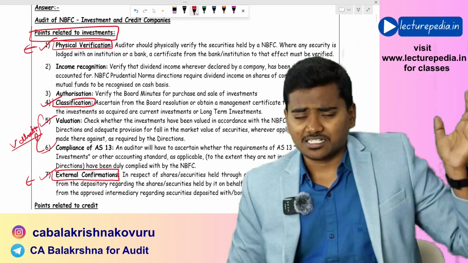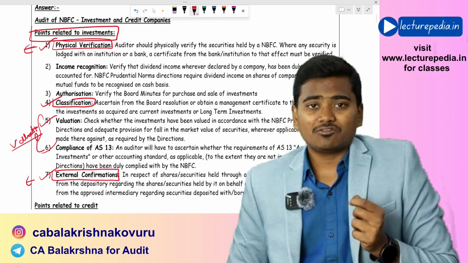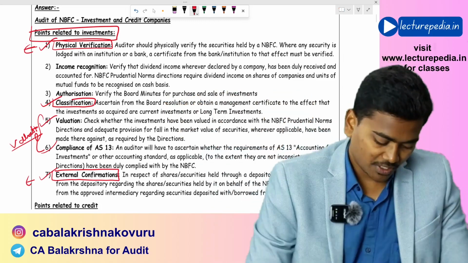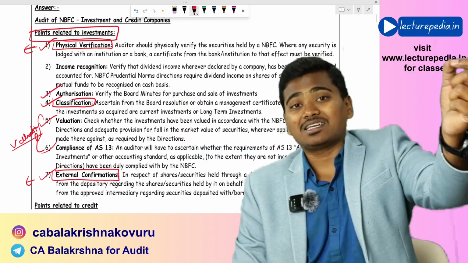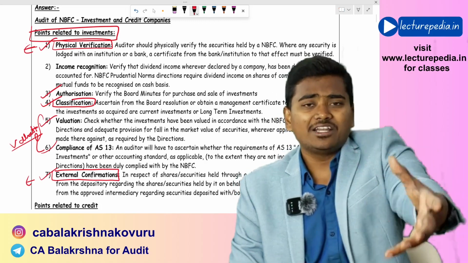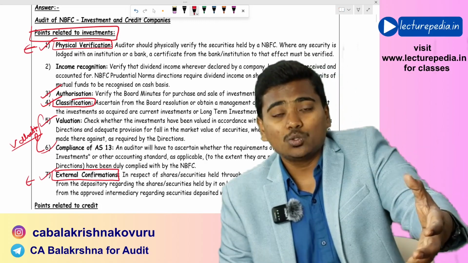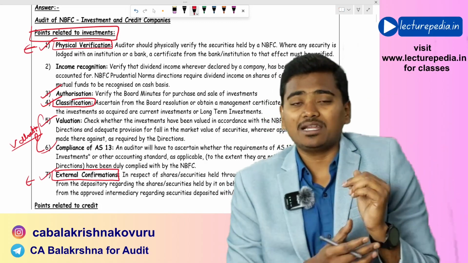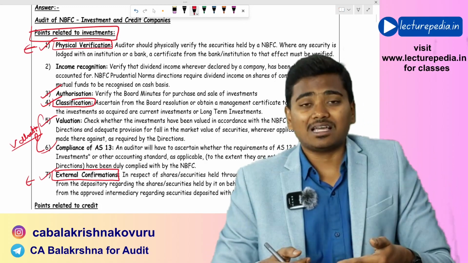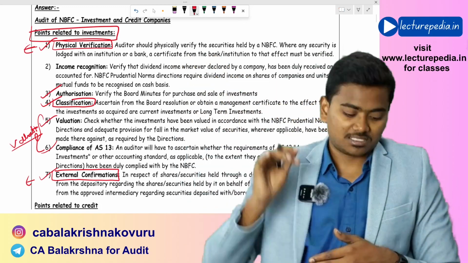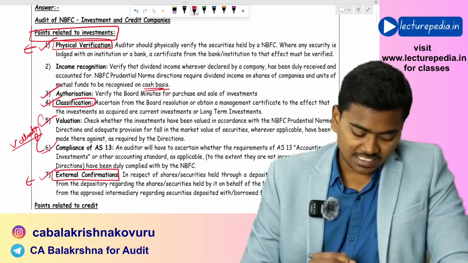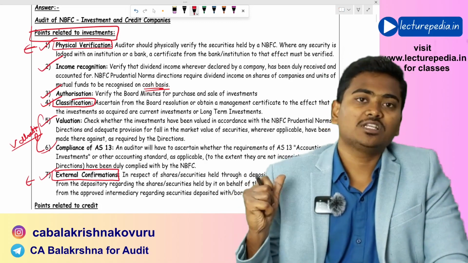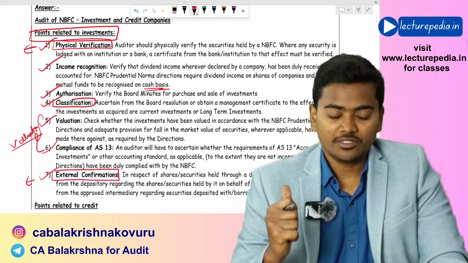Next, authorization, whether proper authorization was present at the time of buying the investments and also at the time of selling the investments. So authorization. Next, income recognition. Now you have made investments, means obviously you will receive income in the form of dividend or interest. Now with respect to dividend, you should keep in mind that dividend has to be recognized as income only on cash basis. So these points auditor will verify with respect to investments.